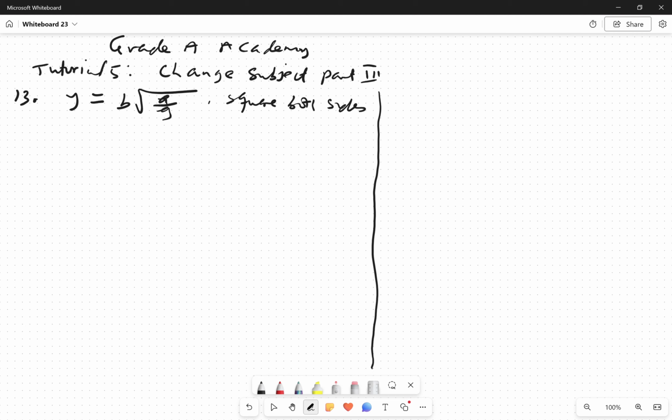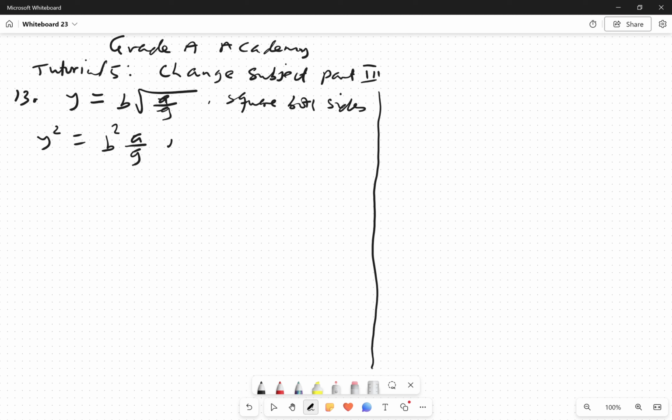So if you square both sides, y squared is equal to, you square the b, you have b squared, and when you square what is in the square root sign, your answer is simply a over g. So if we do that, we now have y squared equals b squared a over g. Now we multiply through by g, the denominator.